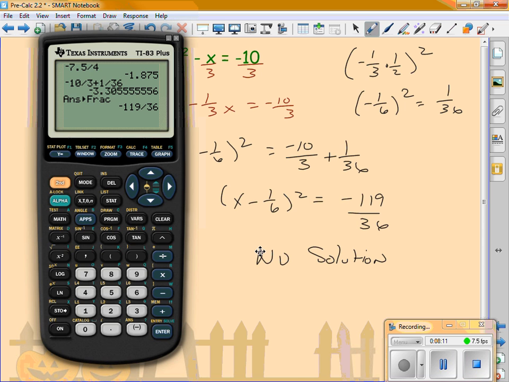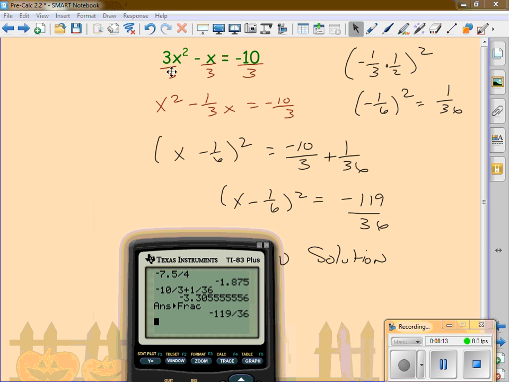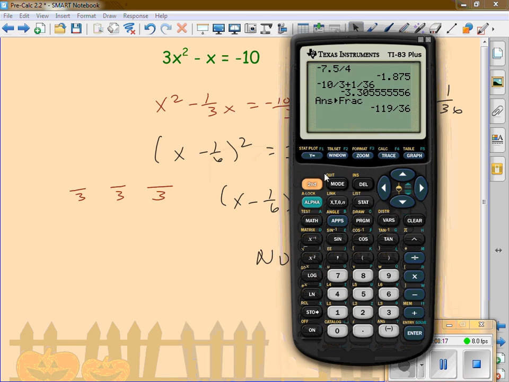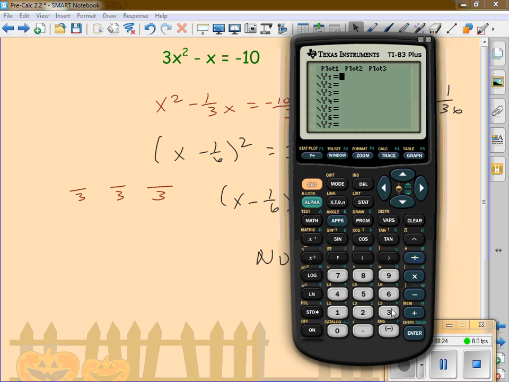Okay, if we're talking about this graph right here, if I were to put this in the calculator, what's it going to look like? It's not a straight line. It's not a horizontal line. Because of the squared, it's a parabola that doesn't hit the x-axis.